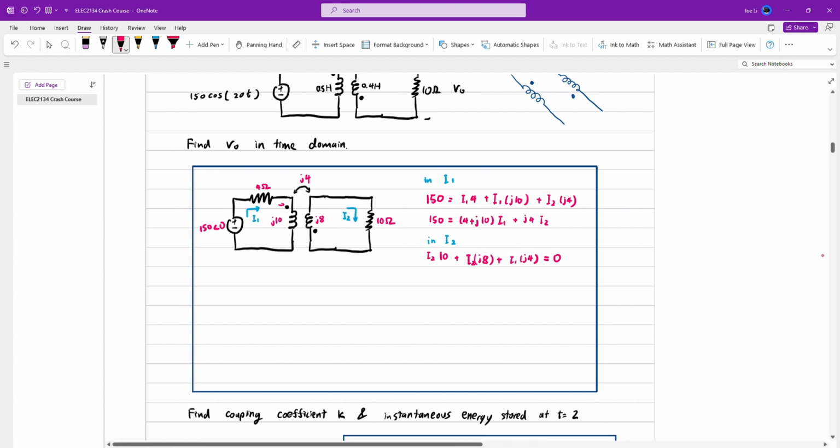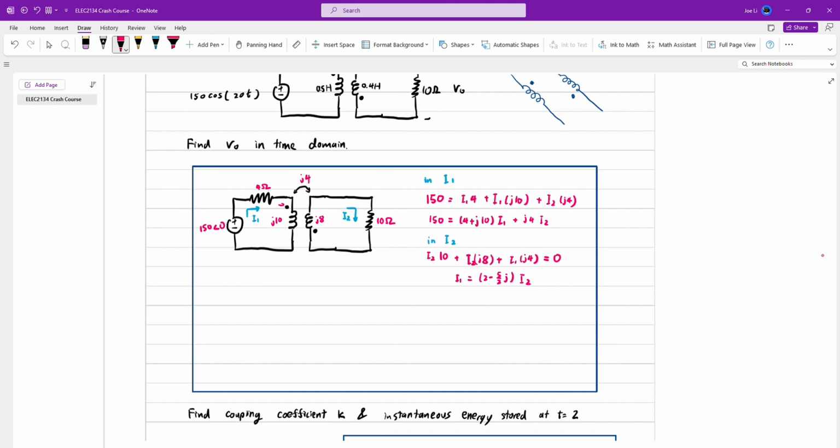Now we can rearrange this, and we can say this is I1 equals 2 minus 5/2 j. Trust me on this one, just some calculator work. Now we're going to go ahead and solve this and find I2.